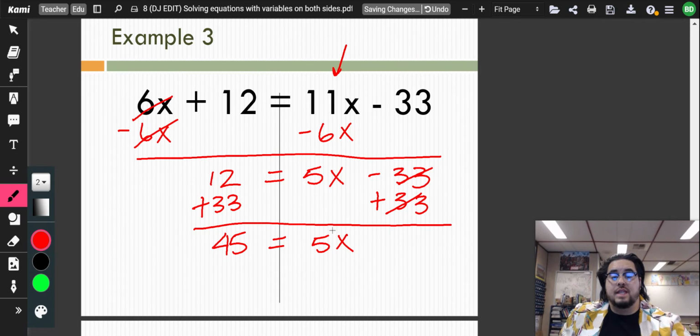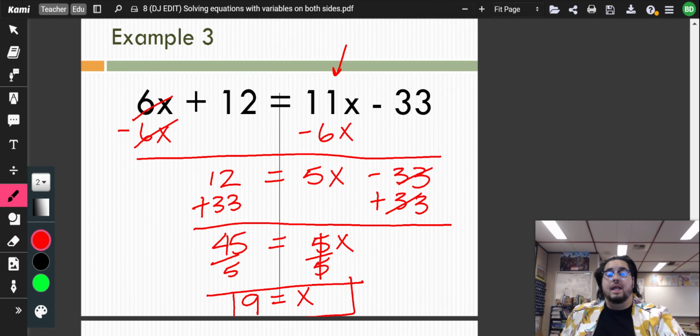I have one more step. I need to get rid of the 5, so x is isolated. This is being multiplied, so the opposite of that is dividing. 45 divided by 5 gives us positive 9. The 5's cancel out, and x is isolated. That's what I wanted.